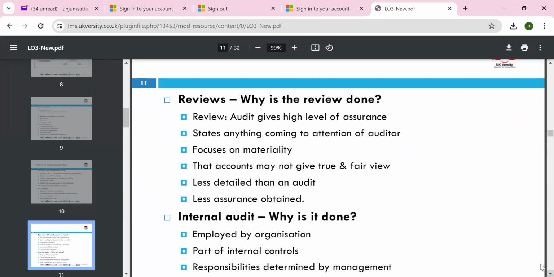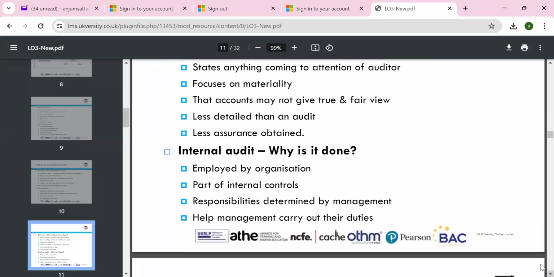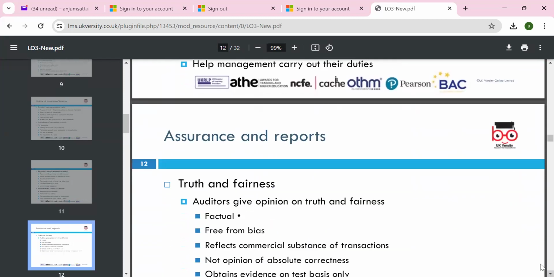Reviews give a lower level of assurance than an audit, stating whether anything has come to attention. The detail focuses on materiality and may not give a true and fair view. Less detail than an audit, less assurance obtained. Internal audit, why is it done? It is implied by the organization, part of internal control, with responsibility determined by the management, to help management carry out their duties.